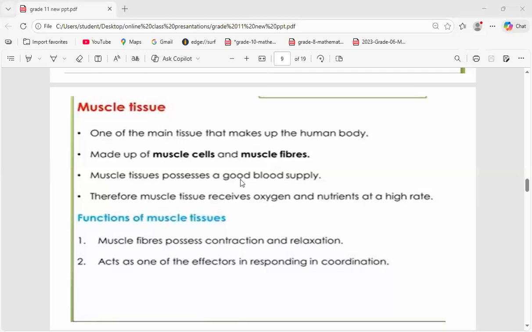Right, muscle tissues possess a good blood supply. There is a lot of blood supply in muscle. Therefore muscle tissue receives oxygen and nutrition at a high rate. Because of the blood circulation, they can get a lot of oxygen and nutrition at a high rate. And the functions of the muscle tissues: muscle fibers possess contraction and relaxation.